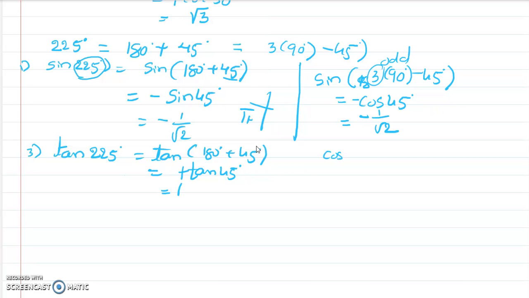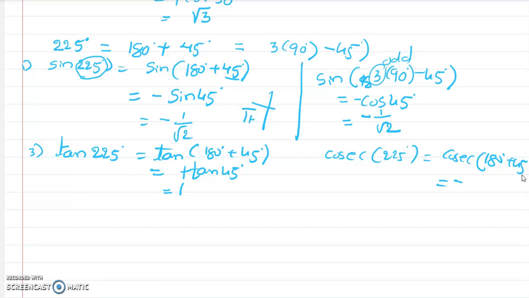Similarly, if you want cosec 225 degree, you can write cosec operating on 180 degree plus 45 degree. Cosec is negative in the third quadrant, so minus, and cosec remains as cosec only, 45 degrees. Minus sin 45 degree is 1 by root 2. Its reciprocal, cosec 45 degree, will be root 2.